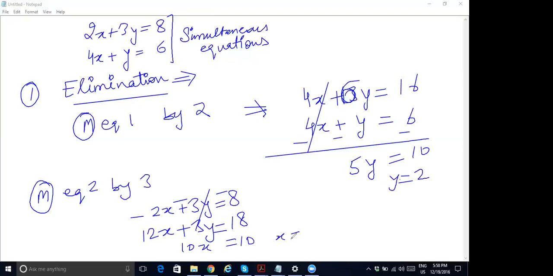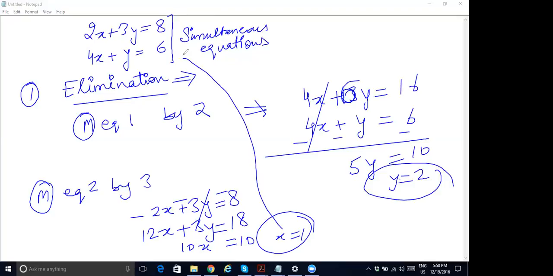Then x is equal to 1. And when you get the value of one variable, you can put that value back into any of the equations, and we will get the value of the other variable. So this is the method of elimination.